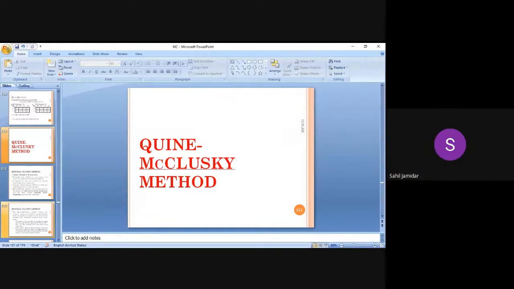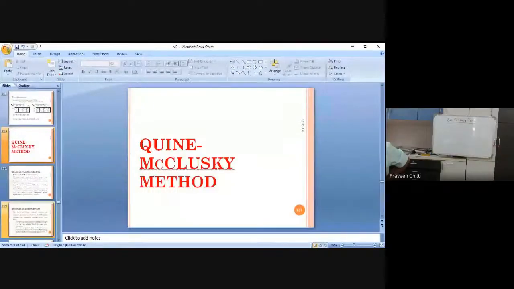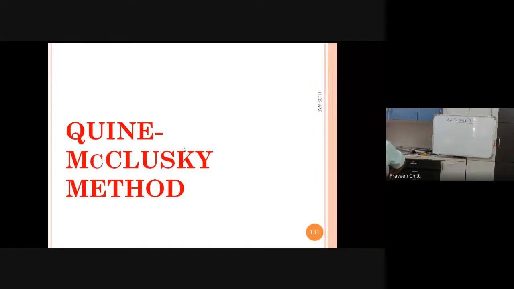Okay. Then the disadvantage is it is not suitable when the number of variables involved exceeds 4. Number of variables exceeds more. Okay, fine. What he said is right.